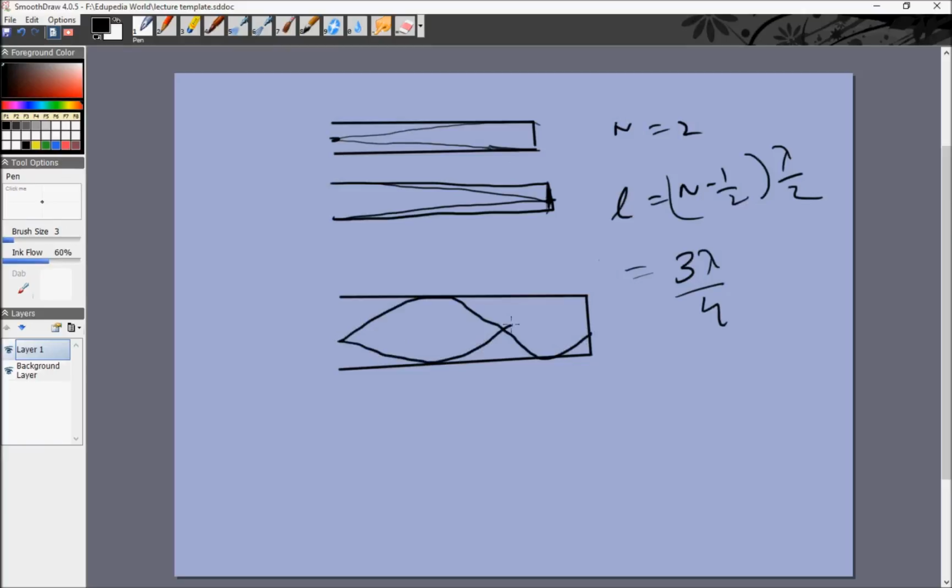Yeah, sorry, I didn't make it like this. This is half a wavelength and this is a quarter of a wavelength. So you have one antinode and one node in between the two ends. I'll tell you the type of questions that can be made on this.